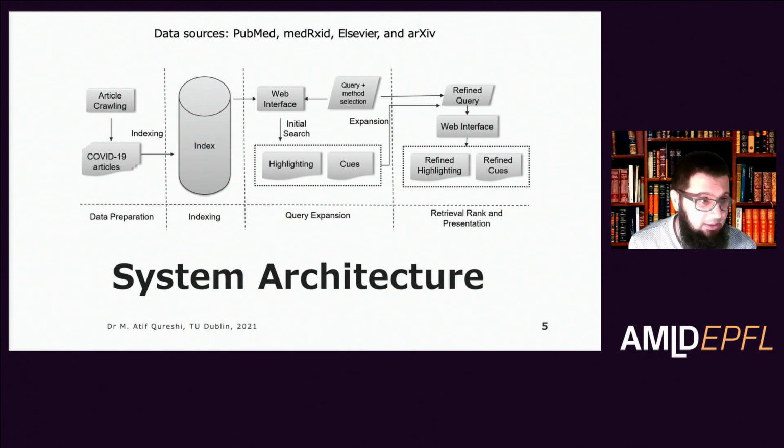So this is the system architecture that we have, the foundation of it at least. We have a crawling side where we do the data preparation and all the pre-retrieval steps, such as identifying whether there is a drug, or whether there is a route being mentioned in the article, all done at indexing time. Then we index them. Then we have a web interface where the user can issue the query and select a method that they would like to use. On the basis of that, highlighting is performed and cues are generated, which eventually help us refine the query and the entire session.